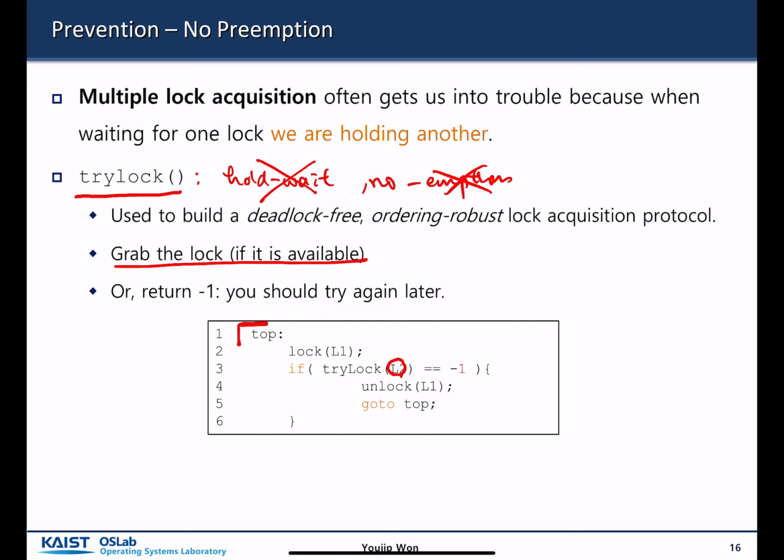There is a label called top, and it locks L1, and then it tries to acquire the second lock using the function called try-lock. And if it's not successful, then it releases the lock that has already been held by itself. In this case, it unlocks L1 and then goes to top again. So it iterates until it acquires lock 1 and lock 2. So a hold and wait condition does not happen in this scenario.